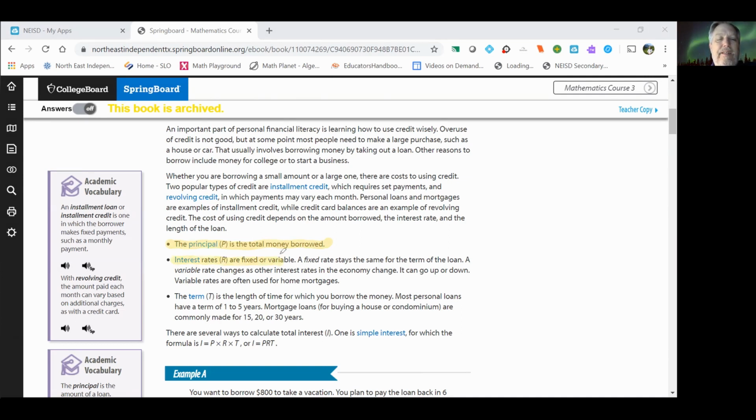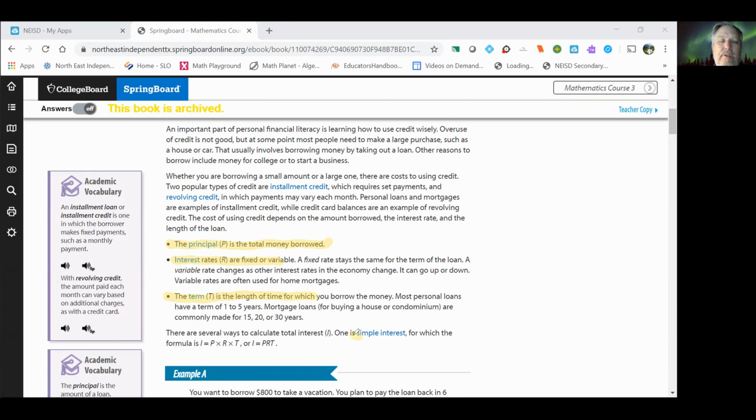The term is the length of time for which you borrow the money. Most personal loans have a term of 1 to 5 years. Mortgage loans for buying a house or condominium are commonly made for 15, 20, or 30 years. So the term is the amount of time. There are several ways to calculate total interest.